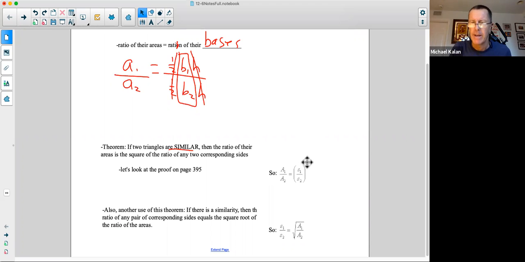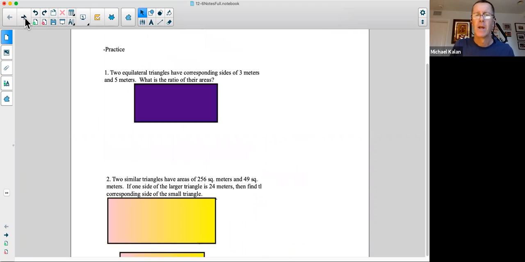Now, think about it. If we took the square root of both sides of this, then another use of this, or another thing that we could say, is that the ratio of the sides is equal to the square root of the ratio of the areas of the similar triangles. So these kind of work together. I feel like putting an 8 or a turned infinity sign. They're linked together forever and always. How about that? Okay, great.